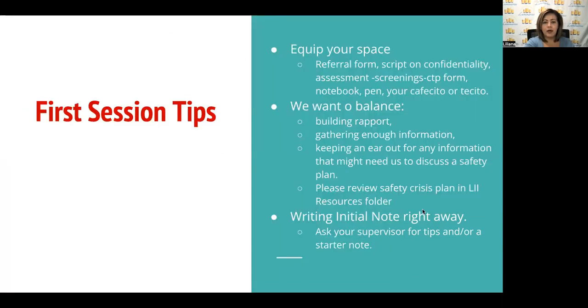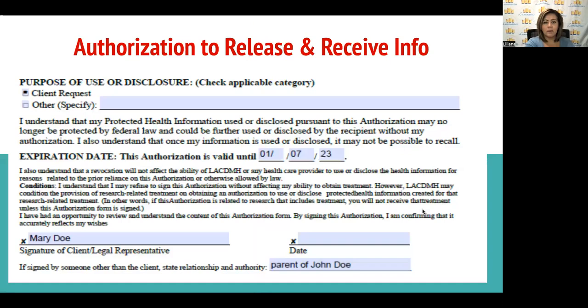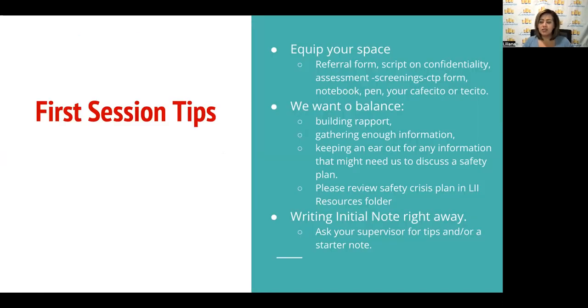So here we have, we'll go back really quick. Yes. So just a couple of first session tips. Obviously, equip your space. Know where you're going to be having these sessions, ensuring that everything you need is in front of you on your computer: the referral form, possibly a script of how you're going to discuss confidentiality, and the assessment. You have it open on your computer, and you're making notes if needed on your computer or on something written, so that you're taking down the information that's needed.